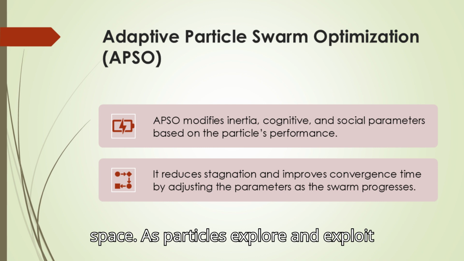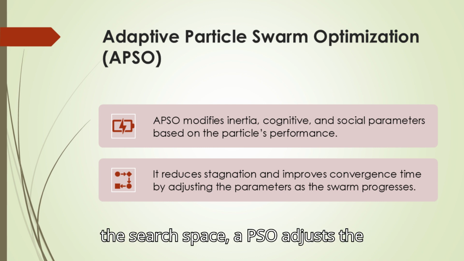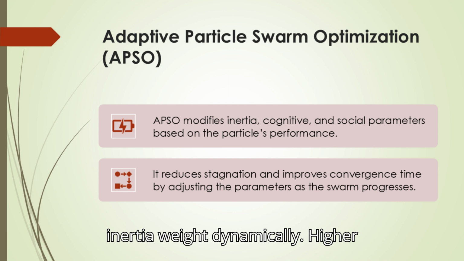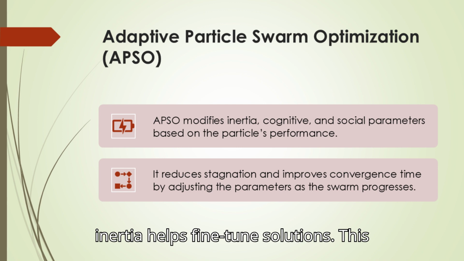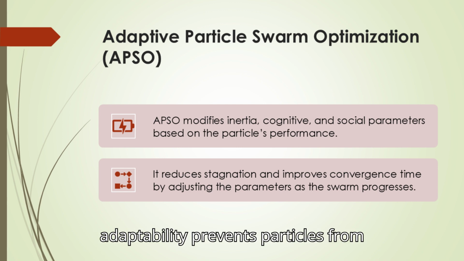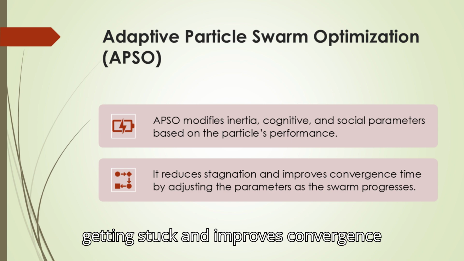Adaptive PSO is particularly useful when the optimization problem has varying levels of difficulty across the solution space. As particles explore and exploit the search space, APSO adjusts the inertia weight dynamically. Higher inertia promotes exploration, while lower inertia helps fine-tune solutions. This adaptability prevents particles from getting stuck and improves convergence speed.